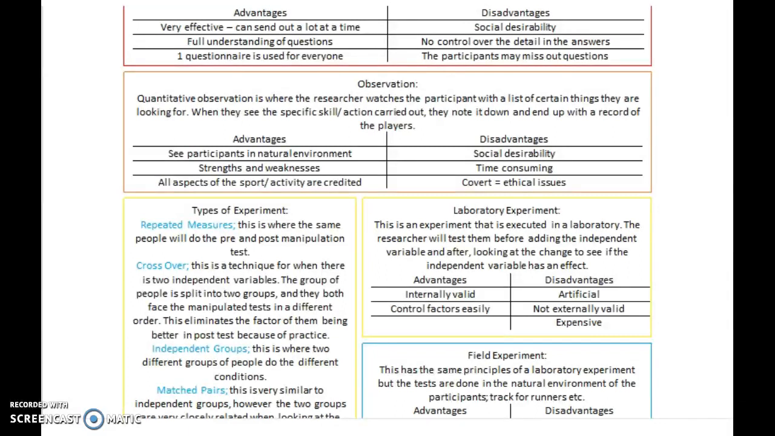Covert observation is when they don't know you're watching, so this brings ethical issues, and obviously there's social desirability. If they do know you're there, they might change the way they're performing, the way they're acting, just to please you, or they might change because they know they're being watched.